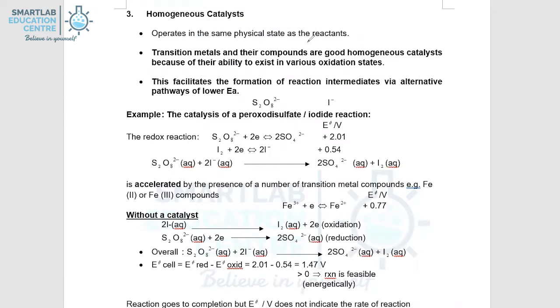In the case of homogeneous catalysts, transition metals and their compounds are deploying their ability to exist in various oxidation states so that they can play both the oxidizing and reducing agent. Let's take a look at a specific example. In this catalytic reaction between peroxodisulfate and iodide, we are using Fe2+ or Fe3+.